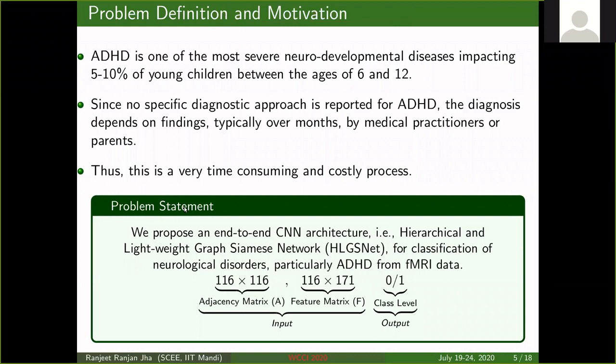Now come to the problem statement. So we propose an end-to-end CNN architecture, that is a hierarchical and lightweight graph Siamese network, for classification of a neurological disorder, that is ADHD, from fMRI data. So this is the input for our network. Here we are providing two things, that is the adjacency matrix and the feature matrix. And this is the output label, that is 0 or 1. 0 is for normal, 1 is for patient.